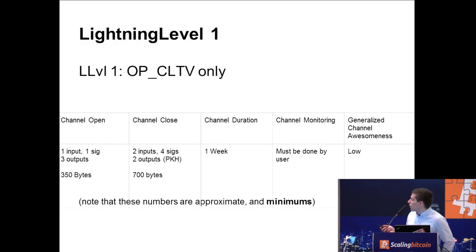The other thing I'm talking about is channel monitoring, so that if your counterparty goes rogue and tries to broadcast a previous channel state, trying to rip you off, in this case with only check lock time verify, the user must observe that. So you have to keep watching the blockchain for that 20 byte P2SH script. And if you see that script, you know, okay, he's trying to rip me off, push my transaction, with his revocation hash, and get my money back. So it's safe, but you have to keep watching during that 1 week. And the generalized channel awesomeness, which is a sort of subjective rating, is low in this case.